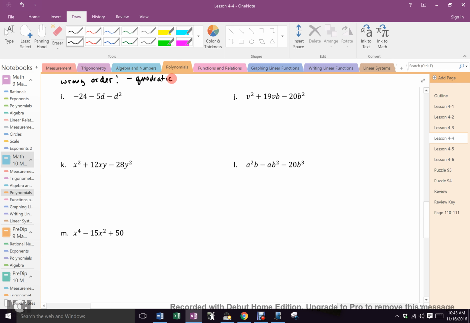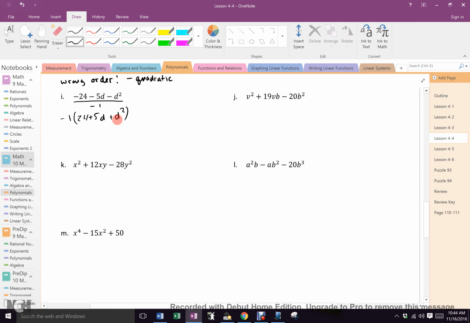Can we fix it? How do I get rid of negative 1? I divide by negative 1, don't I? And since 1 goes into everything, I'm all right, yeah? So if I divide everything by negative 1, I'm going to get negative 1. What's negative 24 divided by negative 1? 24. Negative 5 divided by negative 1? Positive 5d. Negative d divided by negative 1 is positive d squared, right? Everybody cool with that?